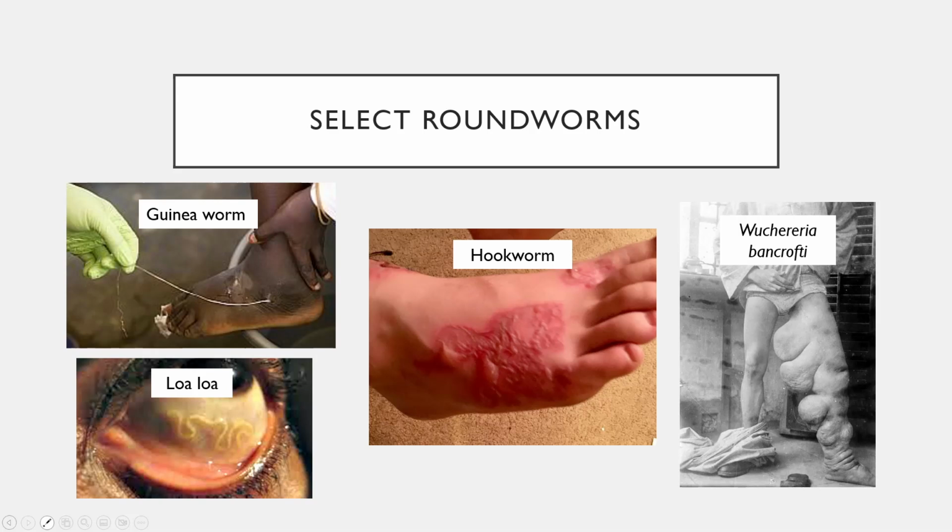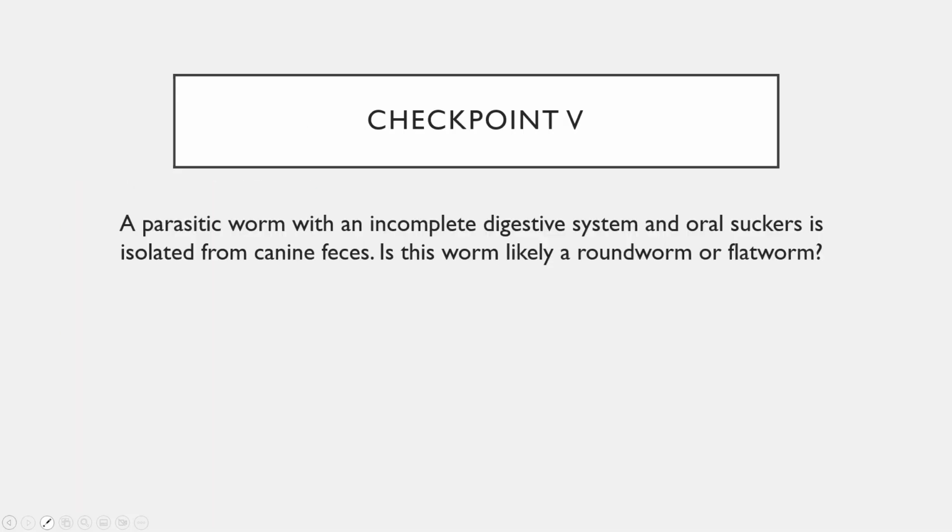So now we've completed our discussion of the helminths. We just have one final checkpoint to finish this lecture off here. A parasitic worm with an incomplete digestive system and oral suckers is isolated from canine feces. Is this worm likely a roundworm or a flatworm? Once you finish this checkpoint, you are finished with Chapter 5.